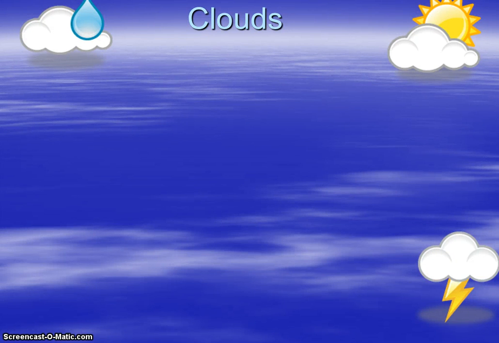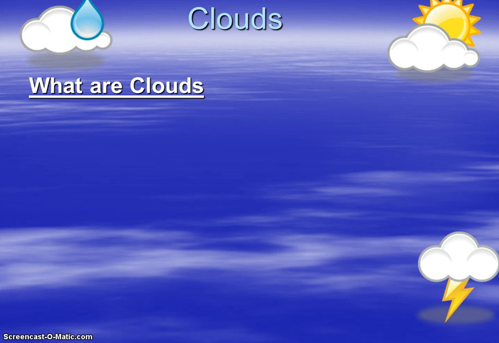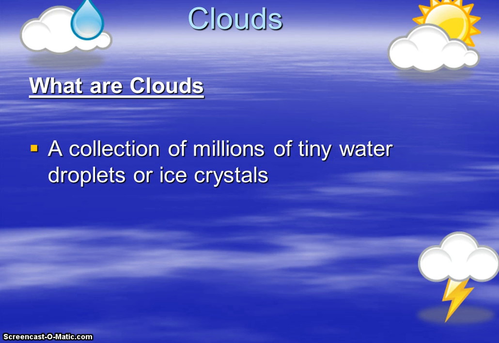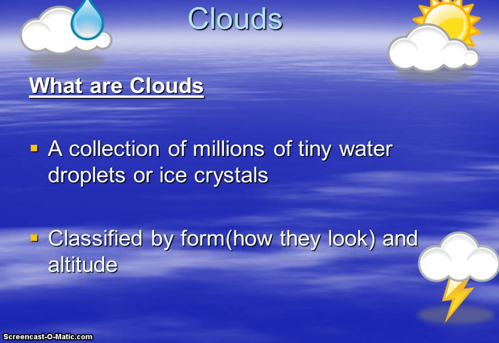All right, we're going to take some notes on clouds. So first we want to talk about what clouds are. They are a collection of millions of tiny water droplets or ice crystals. And clouds are classified by form, which means how they look, and their altitude, which refers to how far from the Earth's surface they form and where they are.